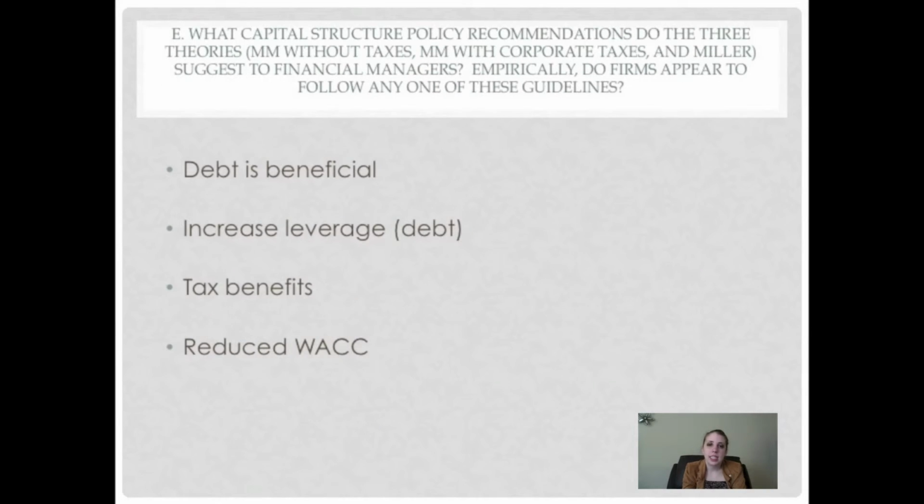So question E asks us to explain the recommendations that the theories suggest. M&M's original theory suggests that the company value is not related to capital structure, so it's not something that you should focus on. But the M&M theories that include tax suggest having more debt is beneficial because of that tax advantage, and that will overall increase your value and decrease your WACC, which will be very beneficial to the company. And the same goes for the Miller model, in that personal taxation will help with value and WACC as well.